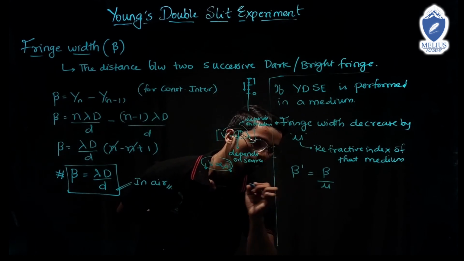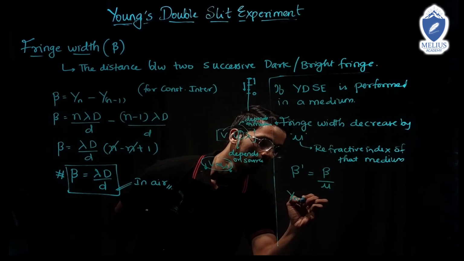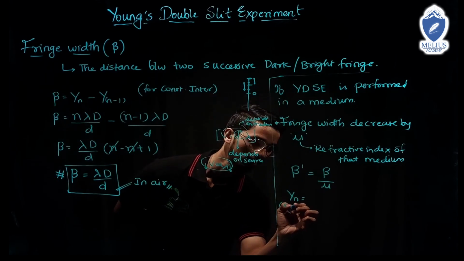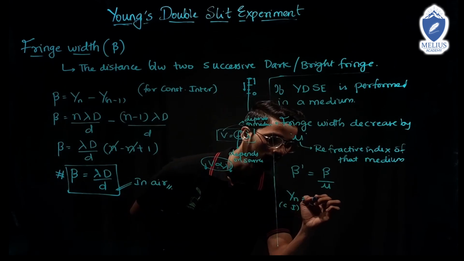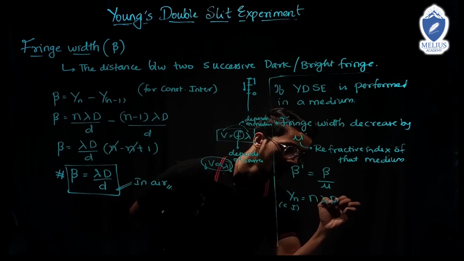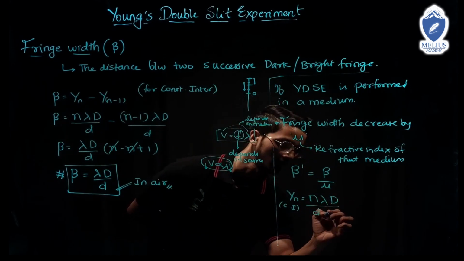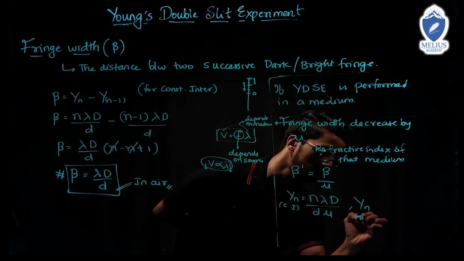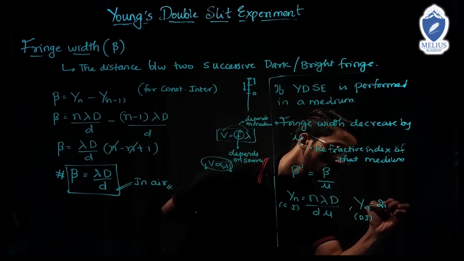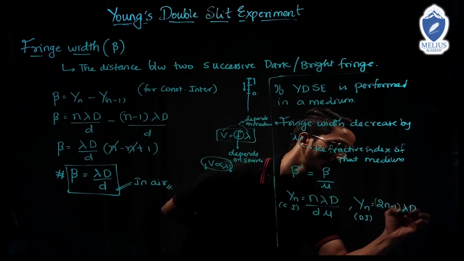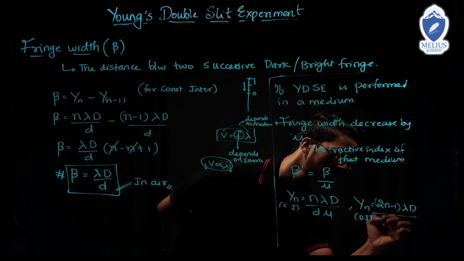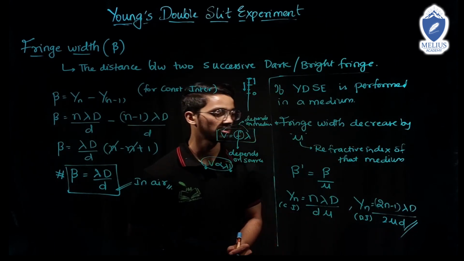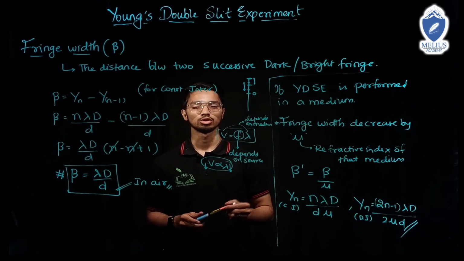Similarly, yn for constructive interference will be equal to n lambda D by small d, right? You have to just divide by mu. Similarly, yn for destructive interference will be equal to 2n minus 1 lambda capital D by 2d, it was, right? 2 times mu d. Easy. That's it. So we have finished the topic here.